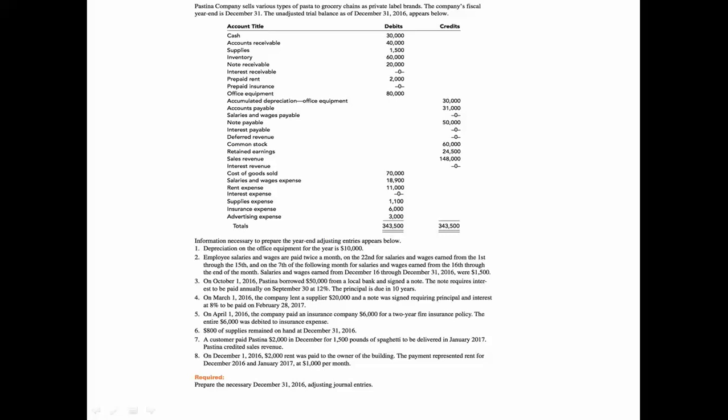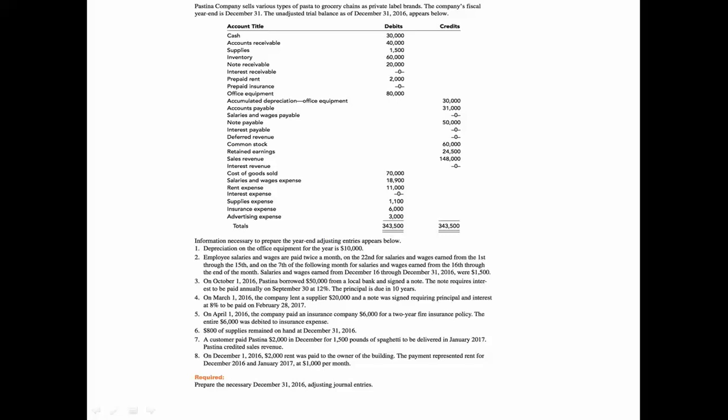So 10 months have passed that we get interest revenue for. So we have to accrue for this from that starting point to the end of the year. And that whole period was 10 months. So we're going to take 20,000 times 8% times 10 divided by 12, and we will get 1,333. Again, that's a debit to interest receivable and a credit to interest revenue.